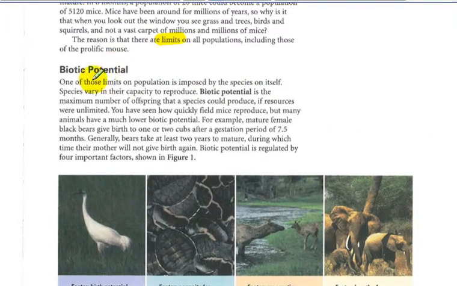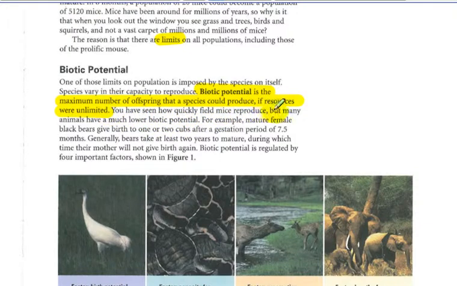So biotic potential: one of those limits on population is imposed by the species itself. Species vary in their capacity to reproduce. Biotic potential is the maximum number of offspring that a species could produce if resources, of course, were unlimited. During those specific growing seasons in Australia, the resources become unlimited for the mouse. But of course, that isn't always true.